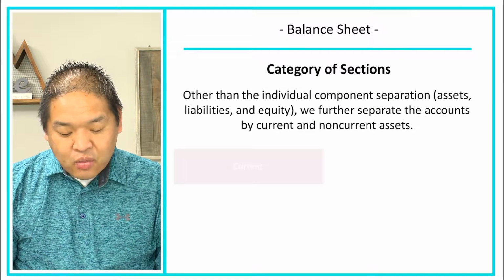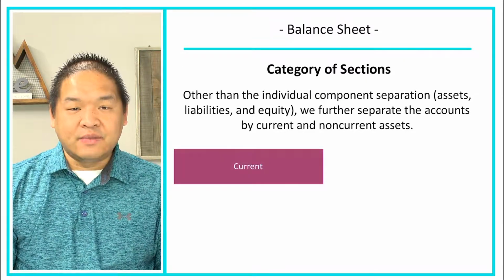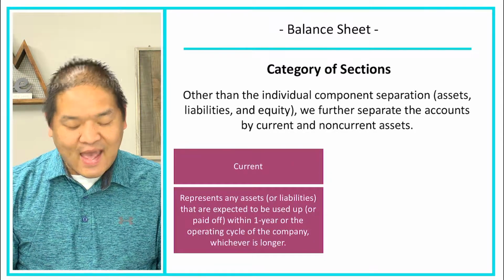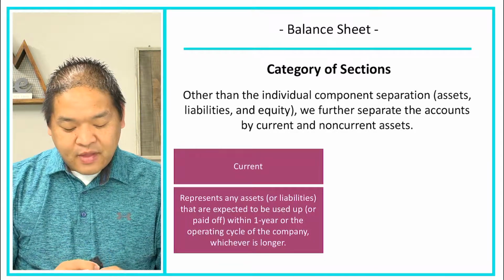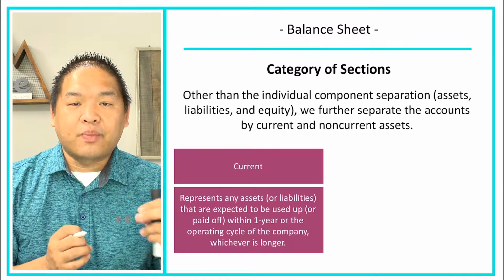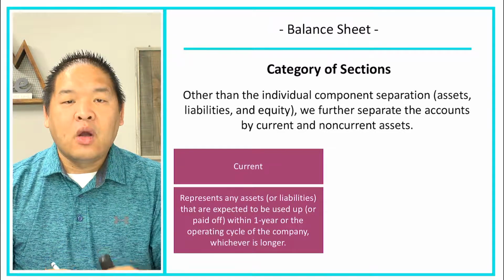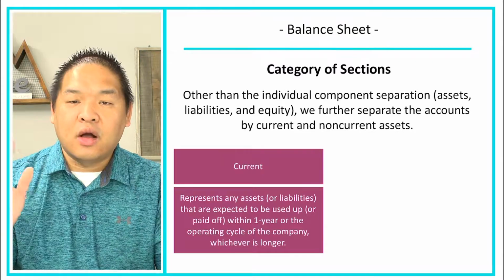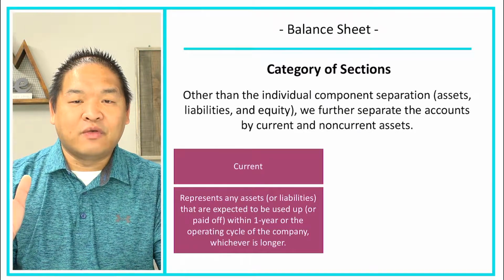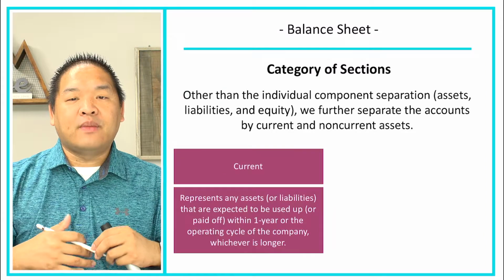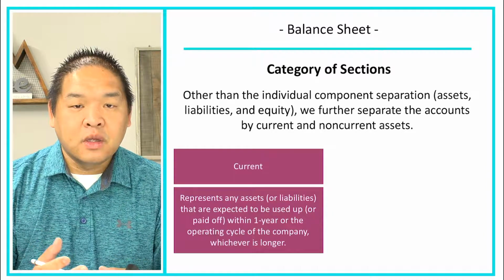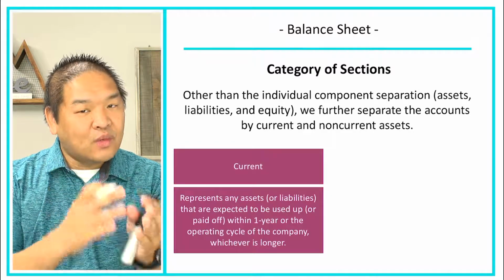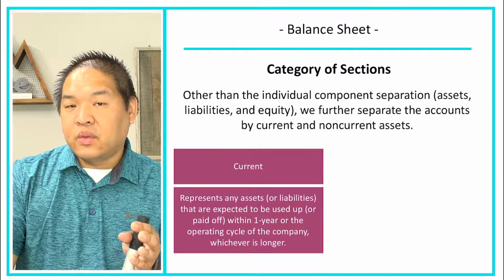So let's talk about what these current and non-current items mean. So we've got current. Current represents any asset or liability that is expected to be used up or paid off within 1 year or the operating cycle of the company, whichever is longer. So let me give you an example of what's current. So if I were to buy a box of supplies, would we expect that supplies to last us for less than 1 year or more than 1 year?